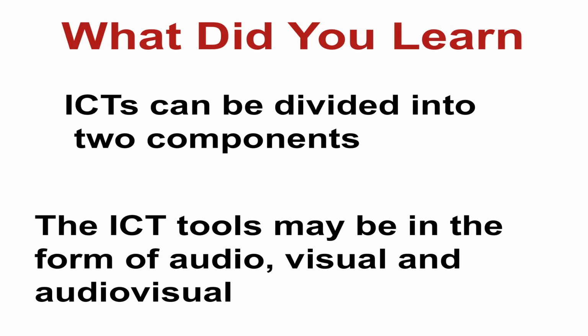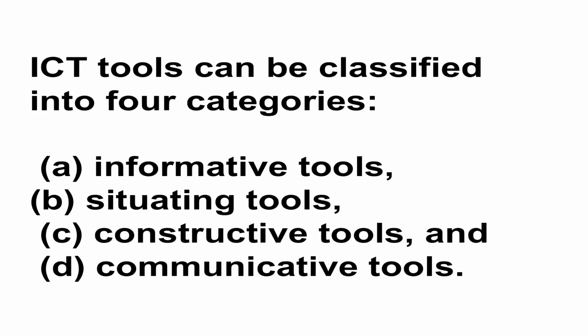Coming to the end of our learning, what did you learn? Firstly, we learned ICTs can be divided into two components. Secondly, ICT tools may be in the form of audio, visual and audiovisual. Thirdly, ICT tools can be classified into four categories: informative tools, situating tools, constructive tools and communicative tools. With this, we come to the end of this video lesson.